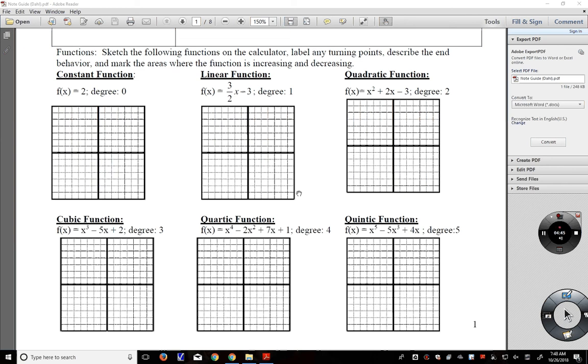This one could be called a quartic polynomial. This one could be called a cubic trinomial. This could be called a linear binomial. Is that okay with everybody? As far as the number of terms, that is the "nomial" part of it.